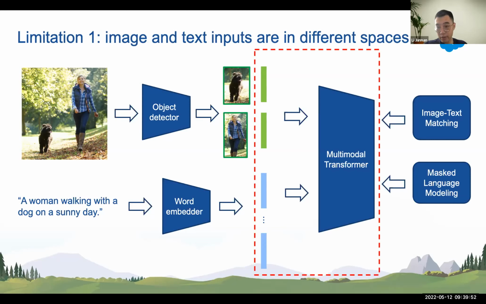So there are several limitations for this kind of architecture. The first limitation is that the image features and the text features are not aligned before they are given to this multimodal transformer. The reason is that they have not seen each other before, and they are extracted from different models. So they are in completely different feature spaces. And this makes it difficult for the multimodal transformer to fully understand the meaning and the interaction between those two different types of data.